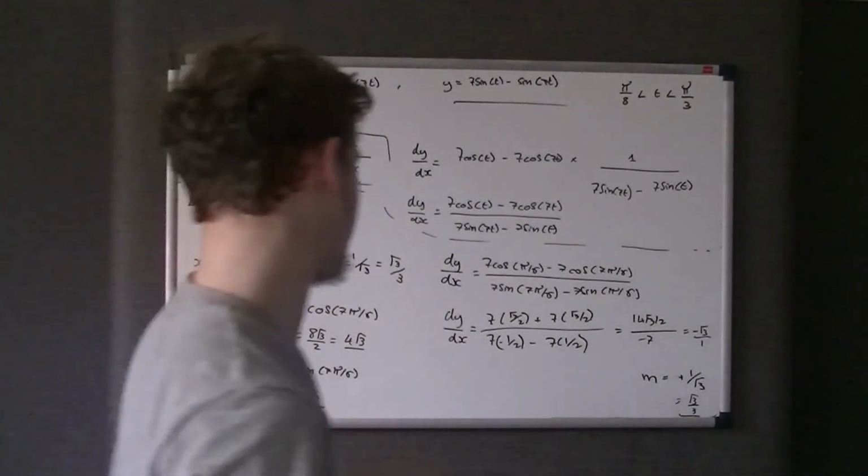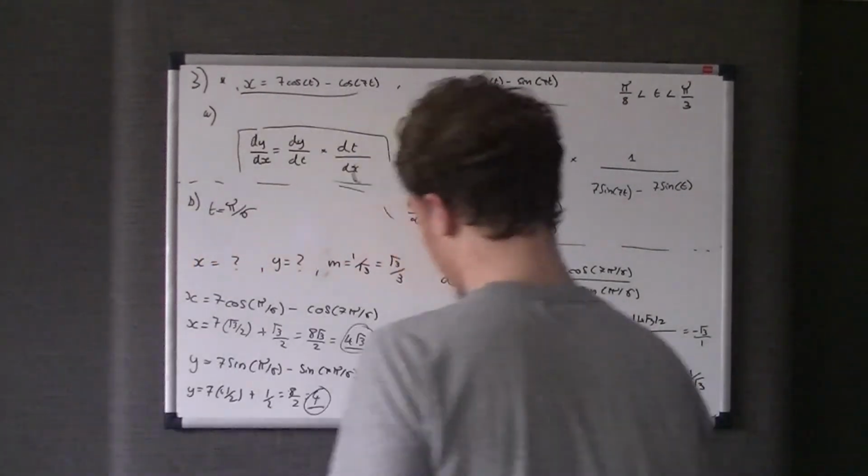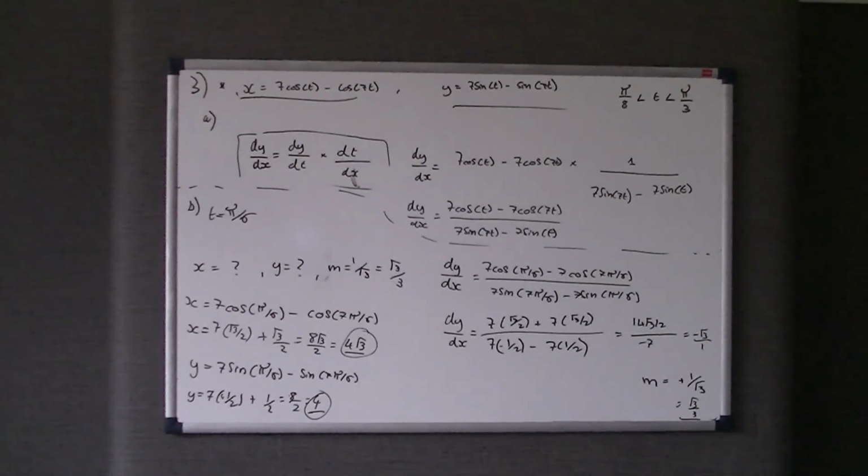Okay, so we've got our values for x, y and the gradient. Now it's just a case of putting them into the C1 equation of the line and finding the equation of the line.